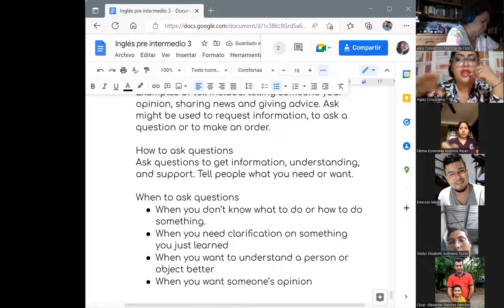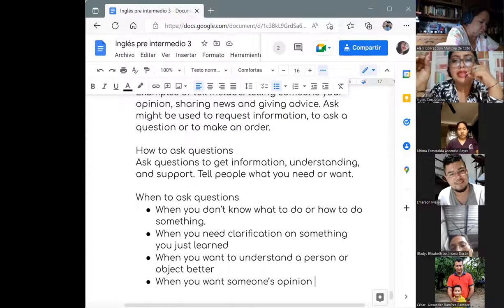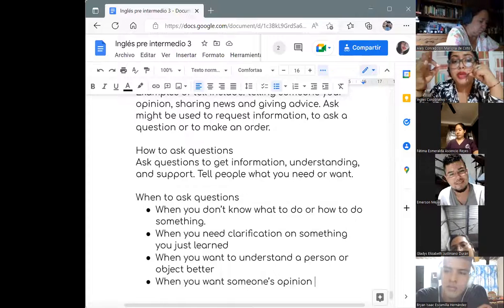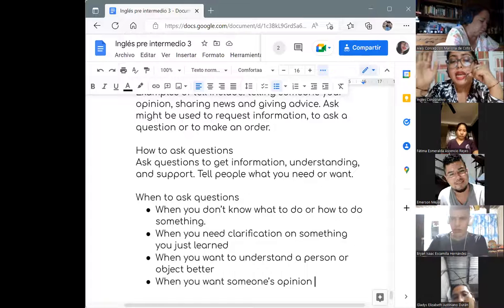So we have four different moments in which we are going to ask questions. So in this case, we are talking about ask. The first one is when you don't know what to do or how to do something. Number two, when you need clarification on something you just learned. Three, when you want to understand a person or object better. And number four, when you want someone's opinion.